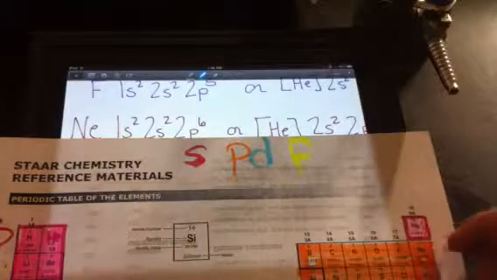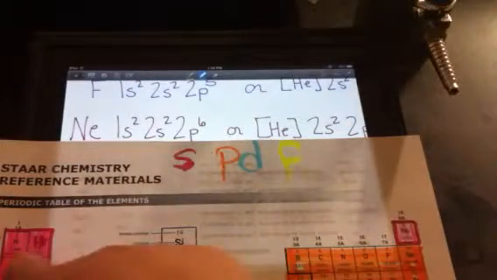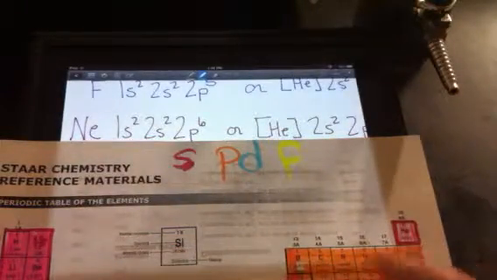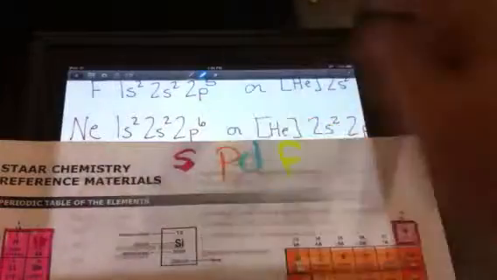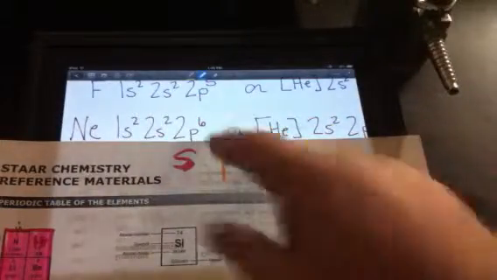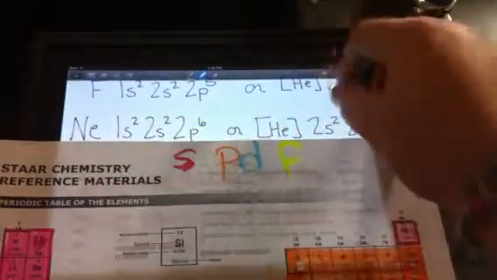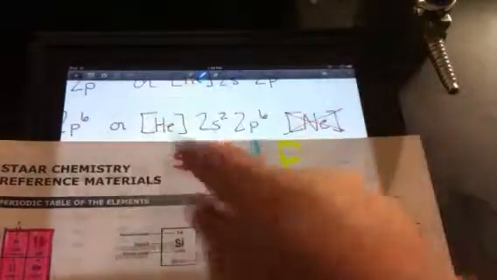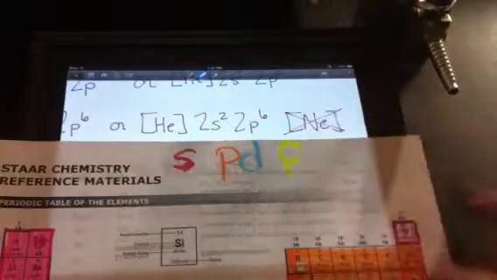Last one I'm going to do is neon. Neon is on the second row. It is the noble gas that's on the second row. So it's going to be filled. 1s2, 2s2, 2p6. 1, 2, 3, 4, 5, 6 is where the 6 is coming from. 2 plus 2 plus 6 is 10. I know I've done this right. Okay? Shorthand will be helium 2s2, 2p6. It will not be bracket neon.